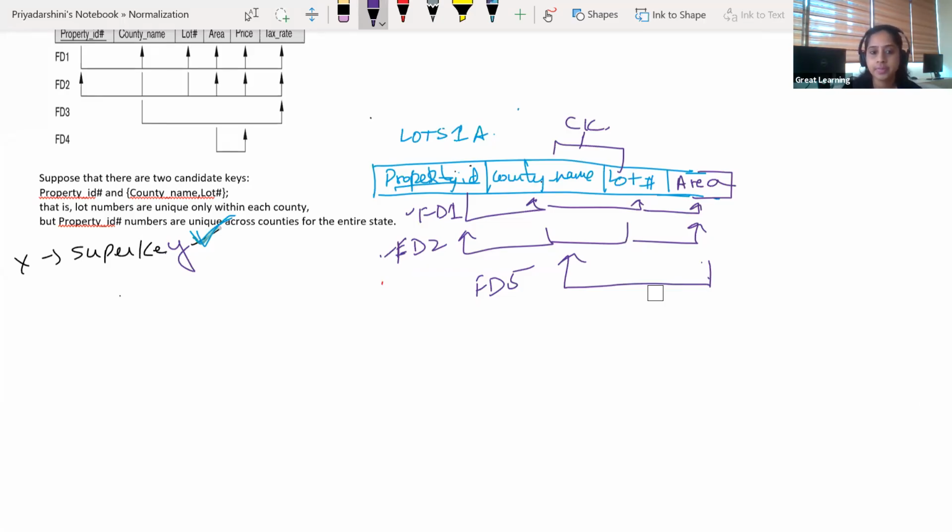No. Right? For BCNF, X must be a super key. So when X must be a super key, which one should you divide? FD5 you should divide. Correct?